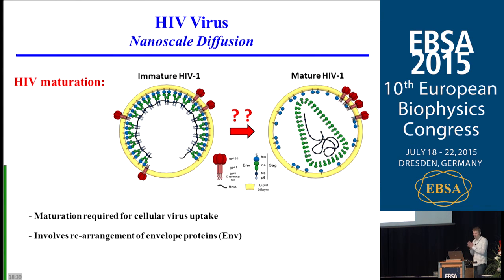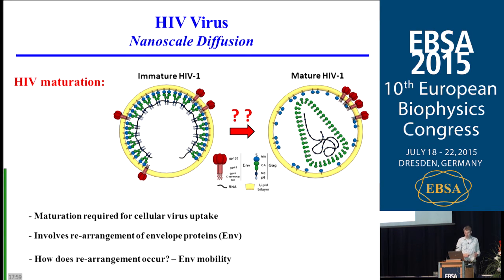Okay, and of course, nanoscale diffusion. There's a very nice application we are working on, which is HIV virus maturation. Because maturation is required for the virus uptake into cells. And it involves the rearrangement of this gag lattice in here and the end molecules. The moment it matures, the gag lattice is really pulled into the inside and the end molecules reorganize and they cluster on the surface.